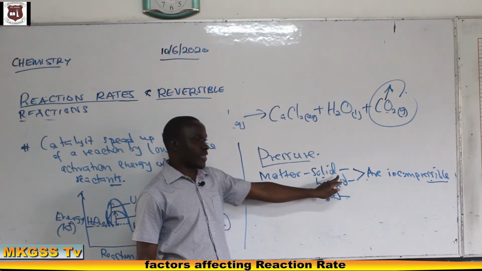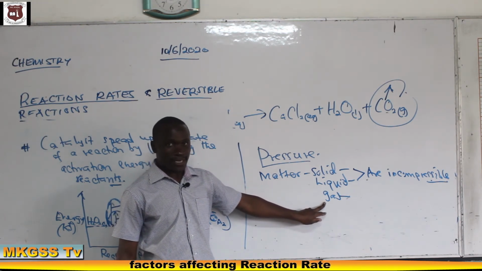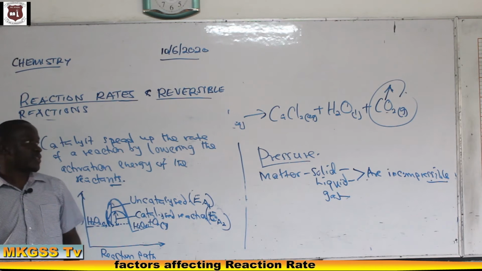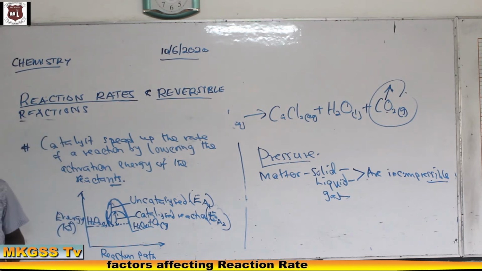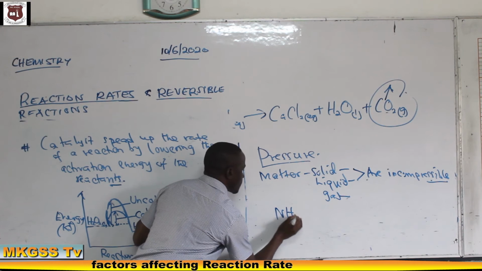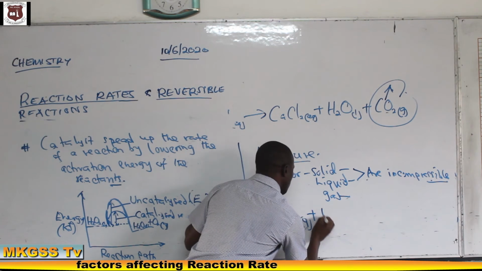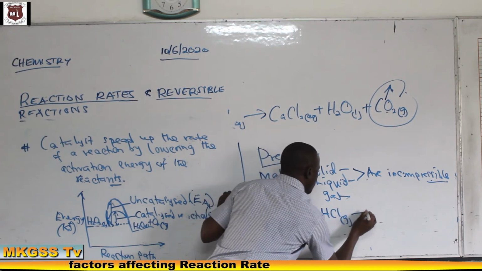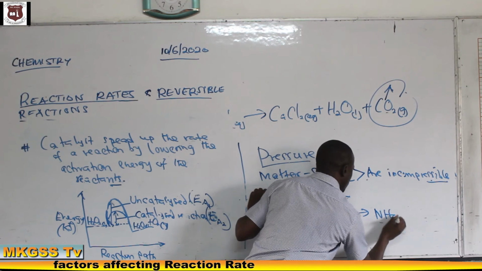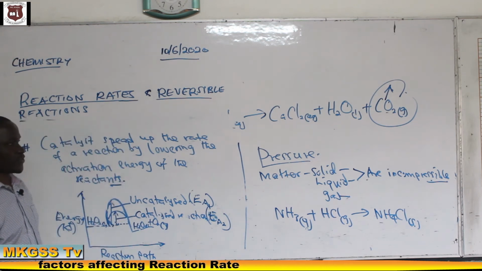That is, the reactants. Now, reactions involving gases are normally affected by pressure. This is because gases are compressible. The question is this: how does pressure affect reaction rates involving gases? Let's say a case whereby ammonia gas is reacting with hydrogen chloride gas to form ammonium chloride. How does pressure affect the rate of reaction?